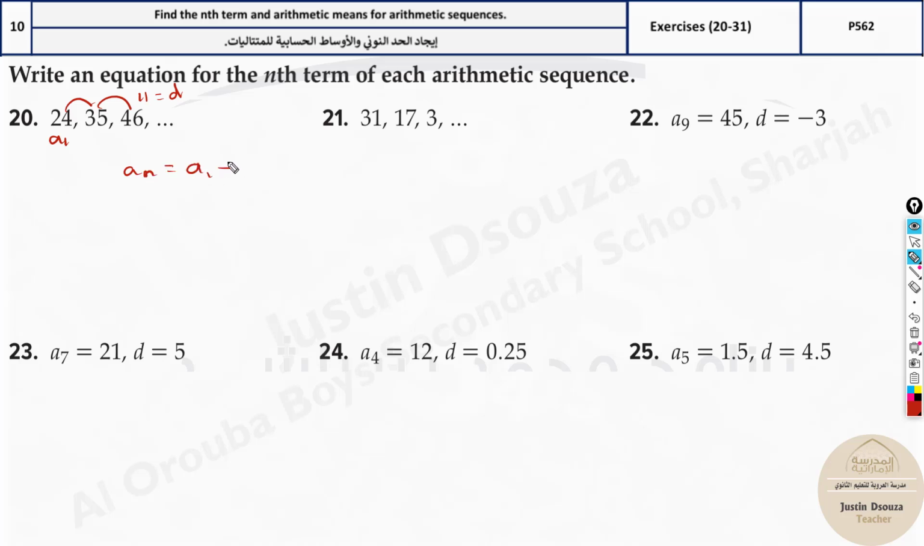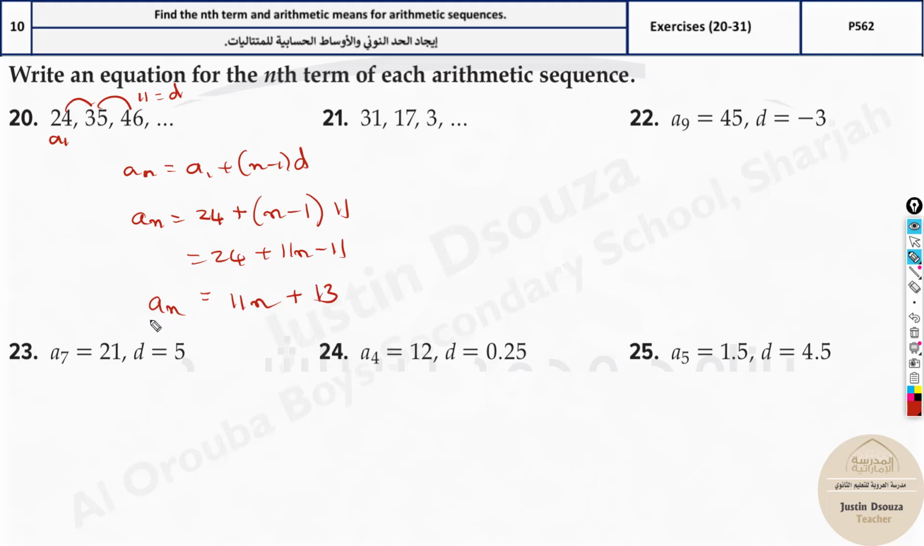An equals A1 plus n minus 1 times d. So an will be 24 plus n minus 1 times d, which is 11. Now multiply this 11 inside: it will be 24 plus 11n minus 11. So finally an will be, writing the variable term first, 11n plus 24 minus 11, which is 13. So this is the nth term formula.